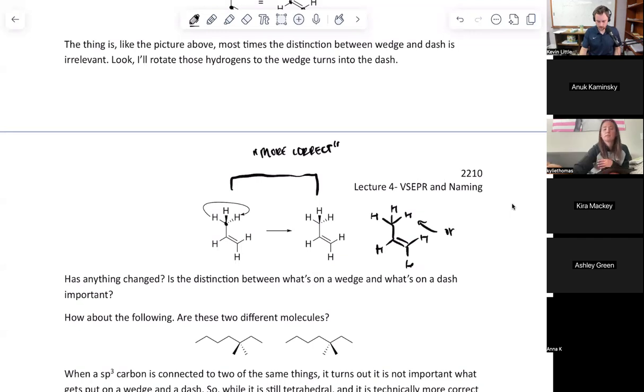I'll say this is okay. It's okay. Like it works because we haven't lost any important information. I can intuit that one of these is a wedge and one of these is a dash, and it doesn't matter which is which.